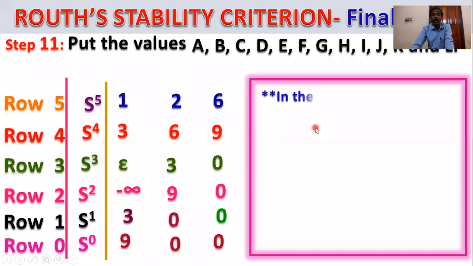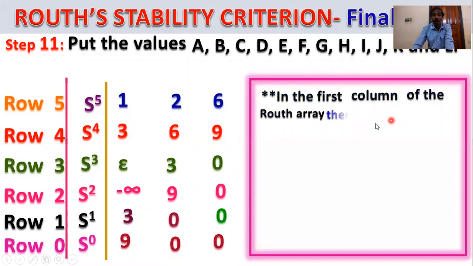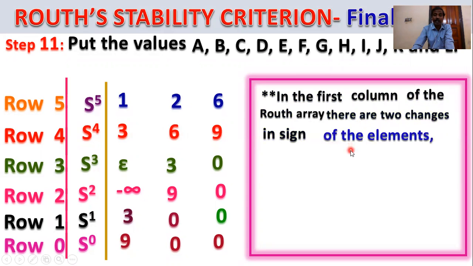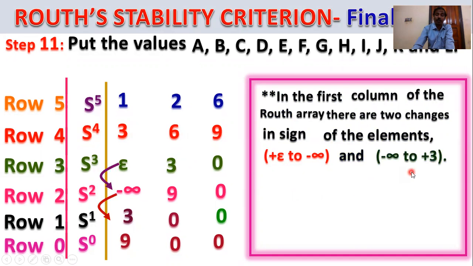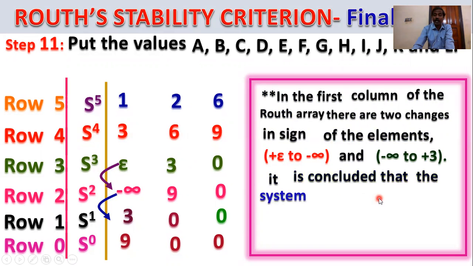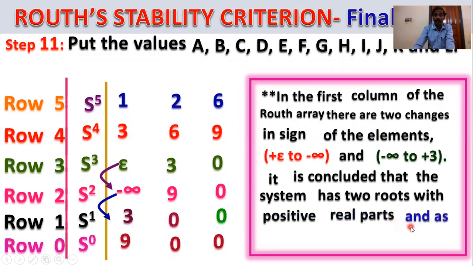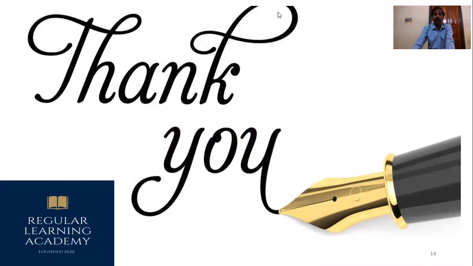So write down here: in the first column of the Routh array, there are two changes in sign of the elements, plus epsilon to minus infinity, and minus infinity to plus 3. It is concluded that the system has two roots with positive real parts, and as such, the system is unstable. So this is the Routh final table.